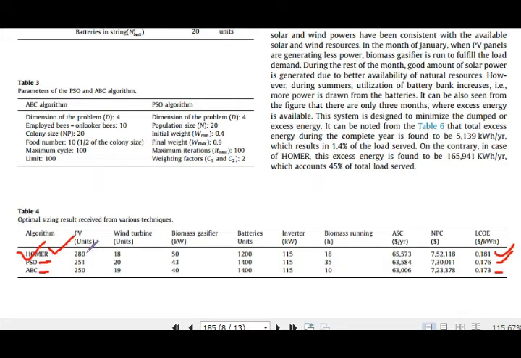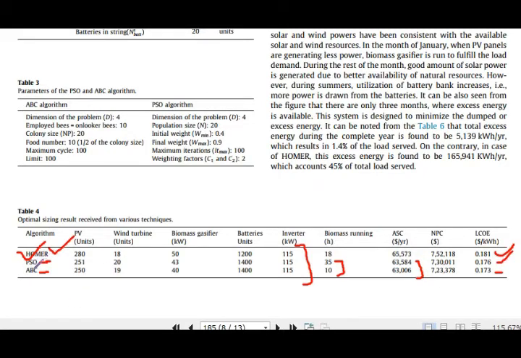HOMER selects 280 PV units, 18 wind turbines, 50 kilowatt biomass, batteries of 1200, and an inverter of 115, which will be the same for all three cases; they will be fixed. Then there are the running hours of the biomass, the annualized system cost, the net present cost and the levelized cost of energy. Similarly for PSO it's 251, 20 and 43 kilowatt, and the battery is 1400 in both cases. This is almost 35 and this is 10 hours of running, and the costs are almost near each other, as the LCOE of both is also very close.